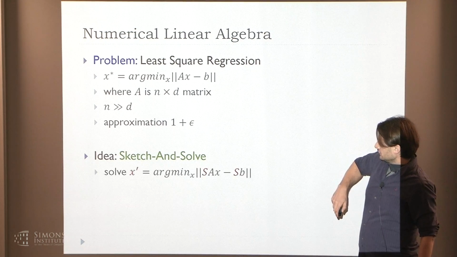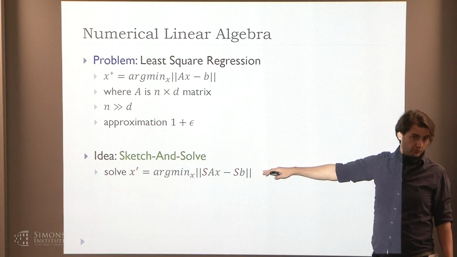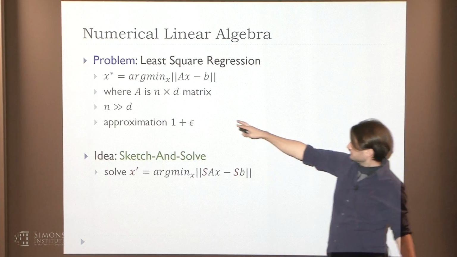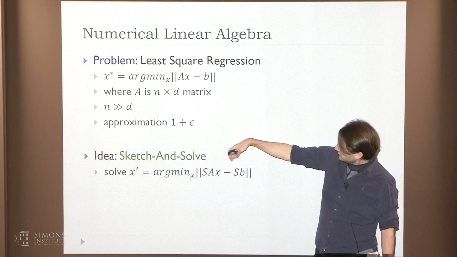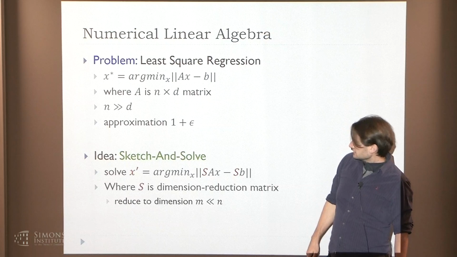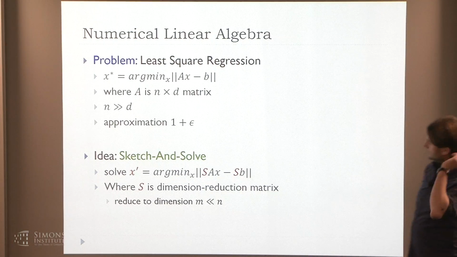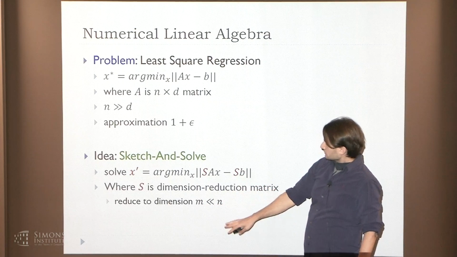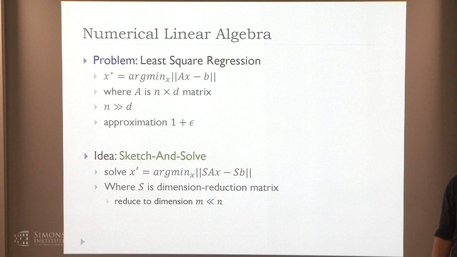But the idea is the following. Rather than solving the original problem, we just reduce the dimension of the problem. In particular, we reduce the larger dimension, namely the n dimension. So what we do is pre-multiply both A and B by a matrix S, where you can think about S as a dimension-reducing matrix, something of a Johnson-Lindenstrauss sort. And we think about reducing the dimension to m, much, much smaller than n. Ideally, perhaps not even depending on n, more like proportional to d or maybe less. Okay, so this is the idea.